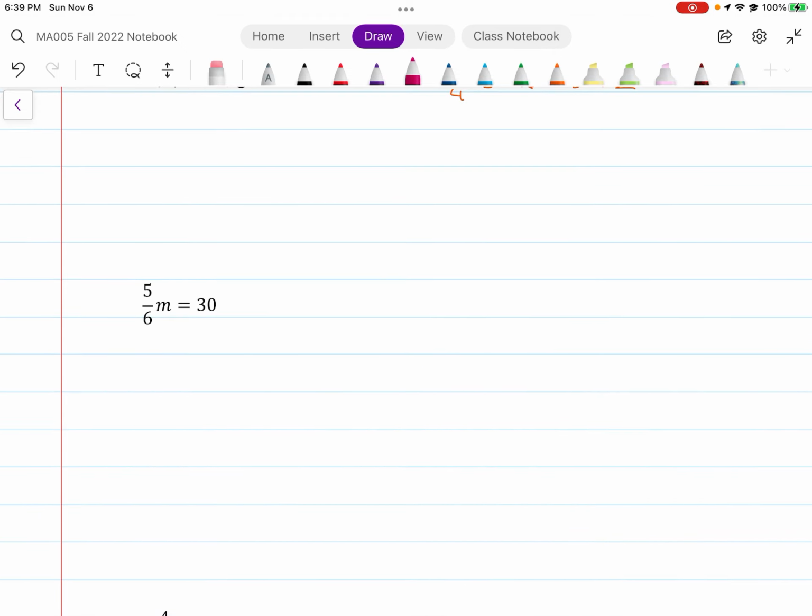All right, so what is the reciprocal of 5/6? You would get 6/5. So you have to multiply this side by 6/5 as well. Again, you can use your calculator, or you can think of it by reducing. So I'm going to reduce this. 30 over 5 is 6 over 1. So 6 times 6 is 36. So I get m equals 36.